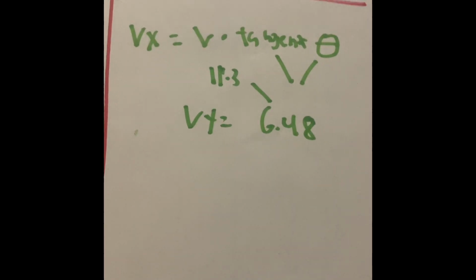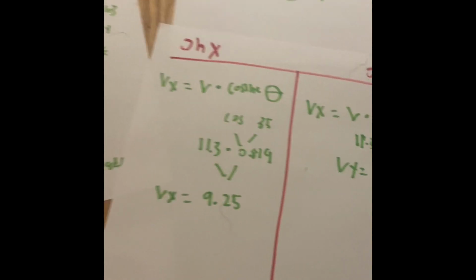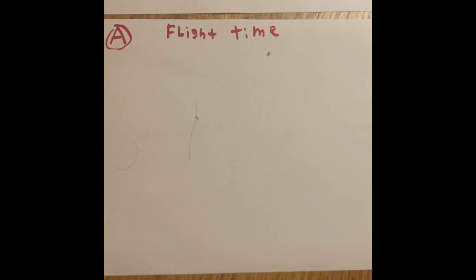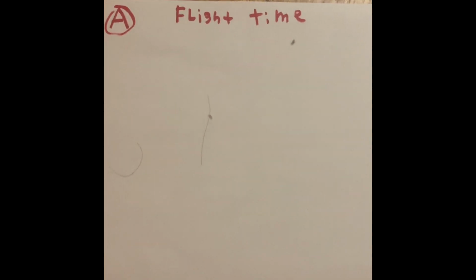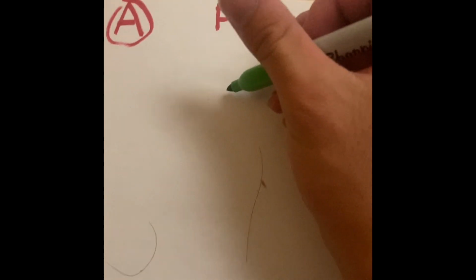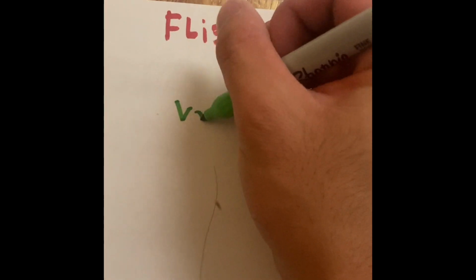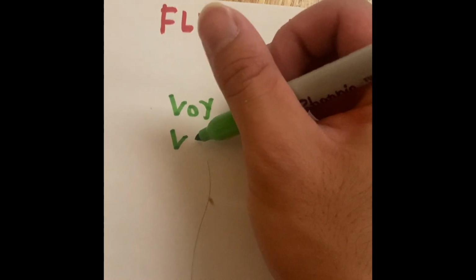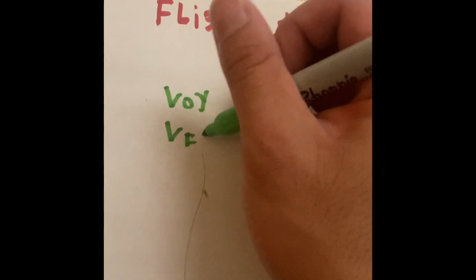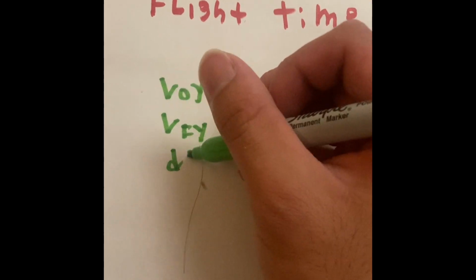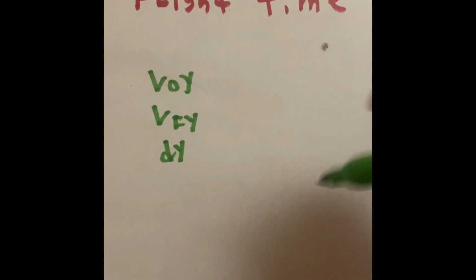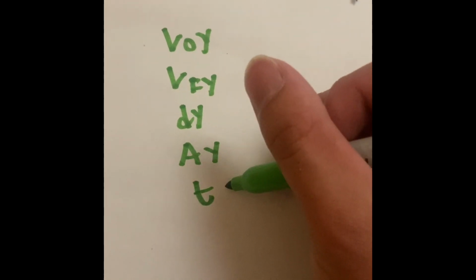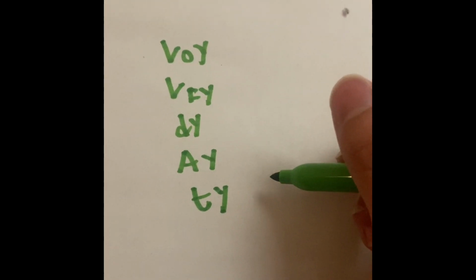So let's get started on the flight time. How long did the ball stay up in the air? In order to solve this, we have to find our time. So we have to do a speed dating problem. We're going to say the initial velocity of y, the final velocity of y, our displacement in y, our acceleration of y, and our time in seconds of y. We're trying to find the time in seconds of y.